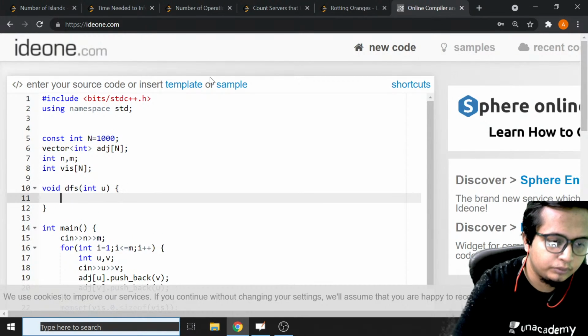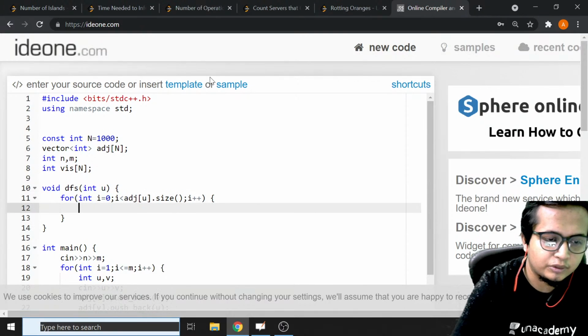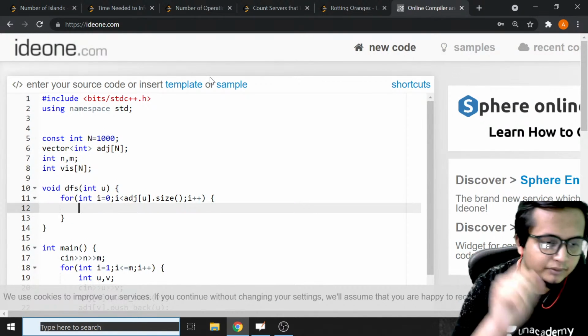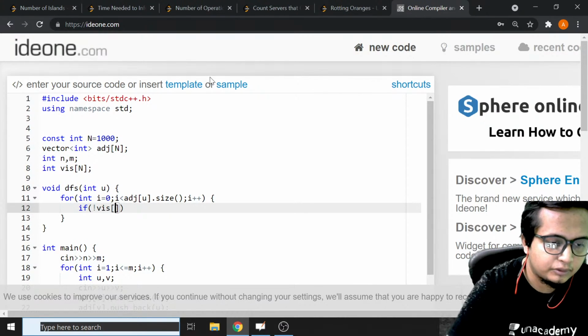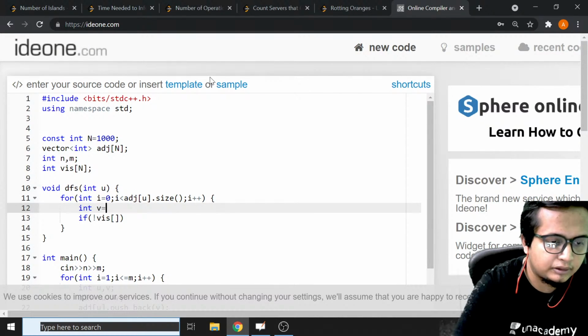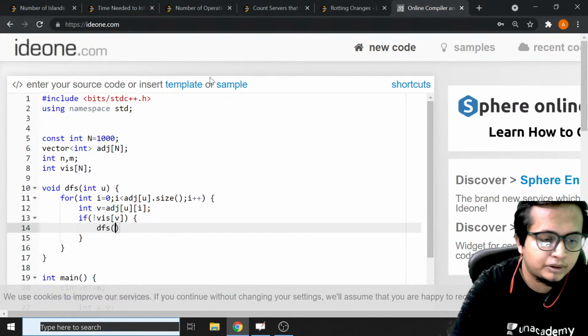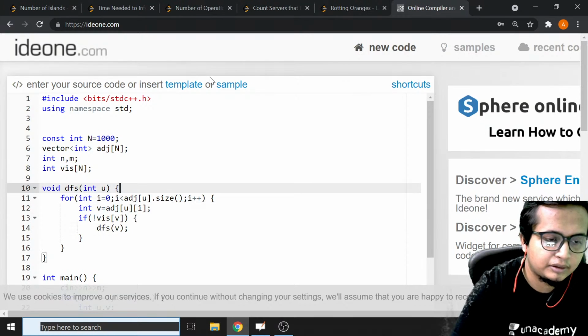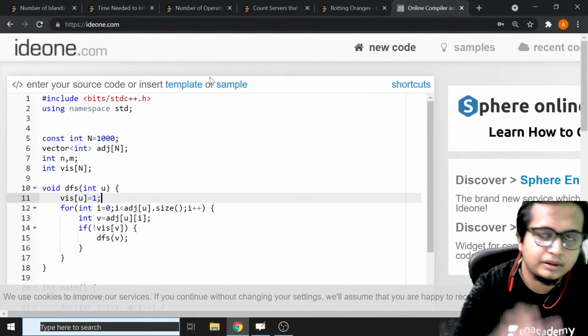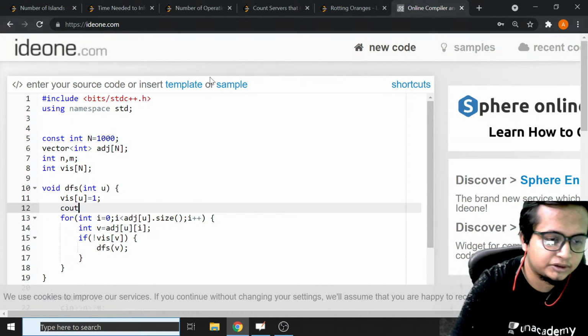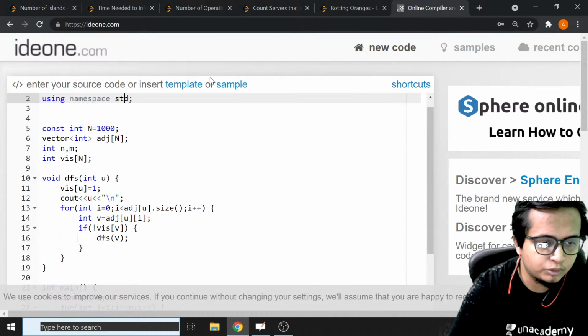So suppose I am at node U, then I can just traverse the adjacency list for U. For int i equal to 0, i less than adj of u dot size, i plus plus. Let me store this over here, so I don't have to write this thing again and again. If this node hasn't yet been visited, then I'll simply call DFS on it. And here I have visited node U, so I'll mark it as visited as well. And we can just try printing the nodes over here. So this is what the code would look like.